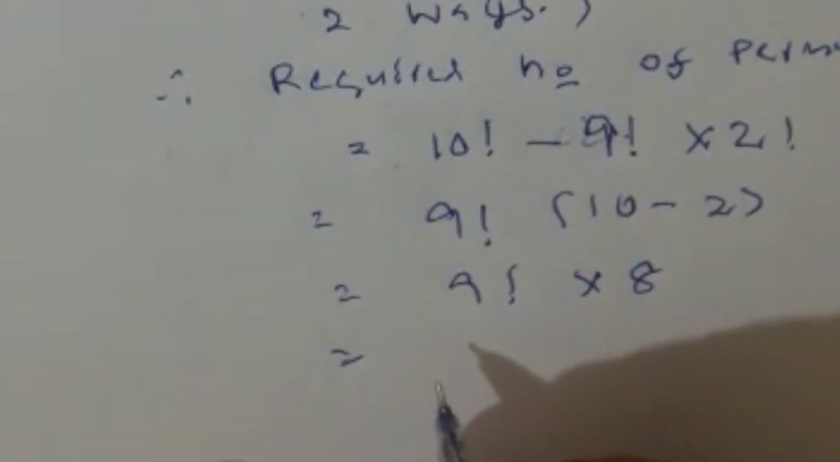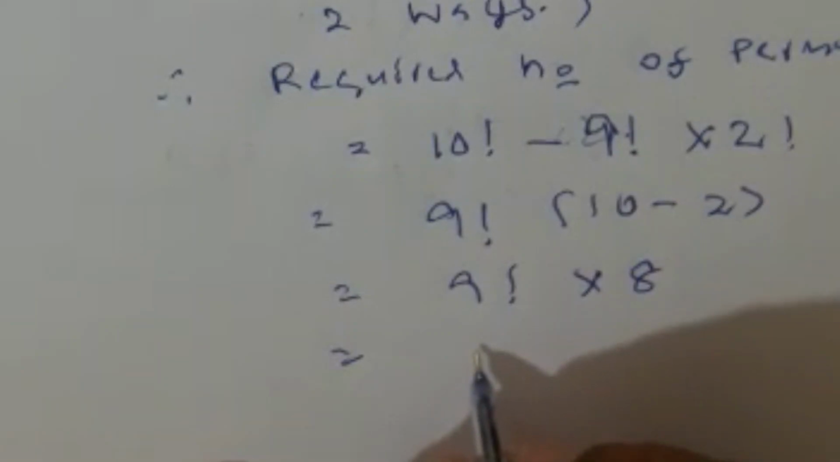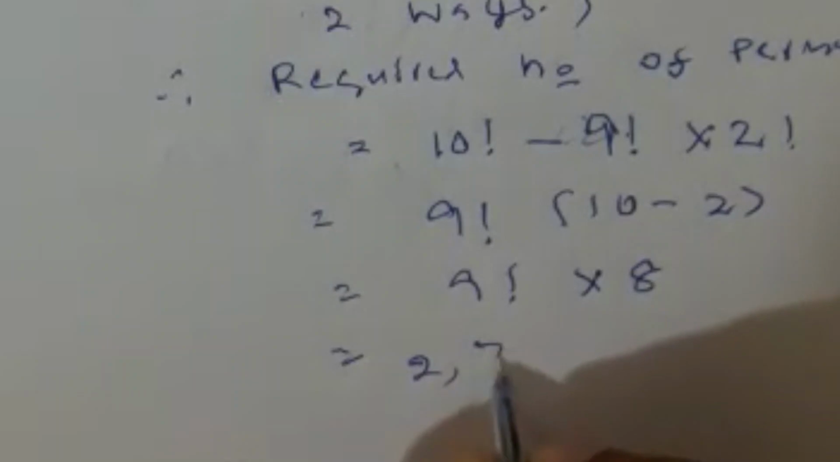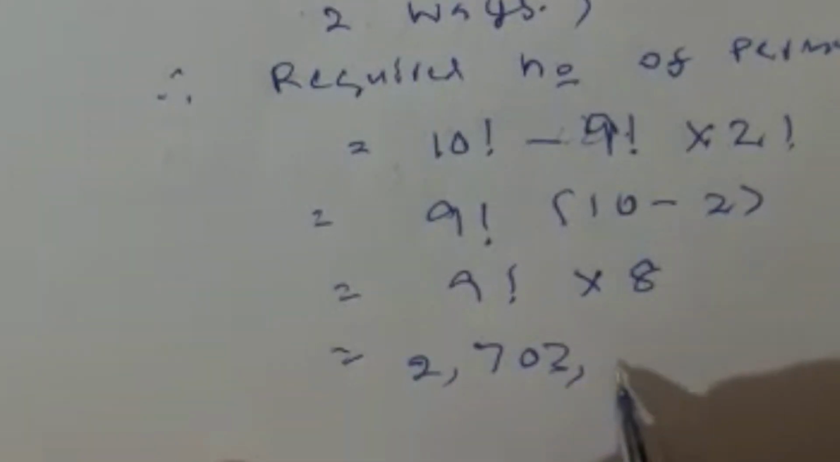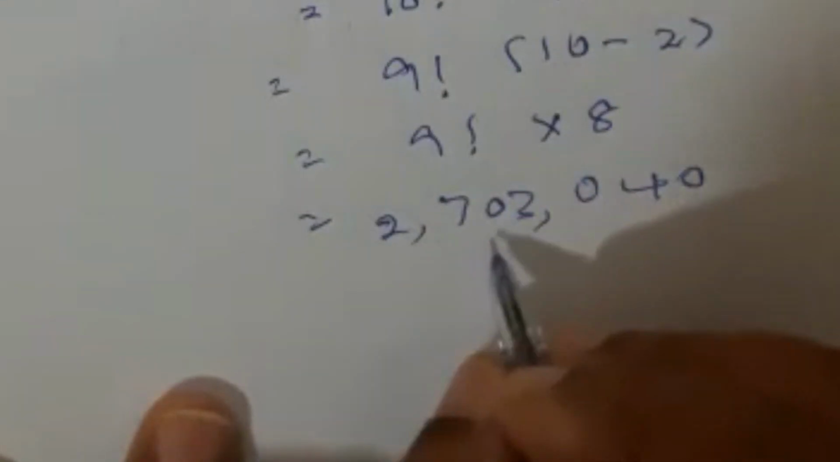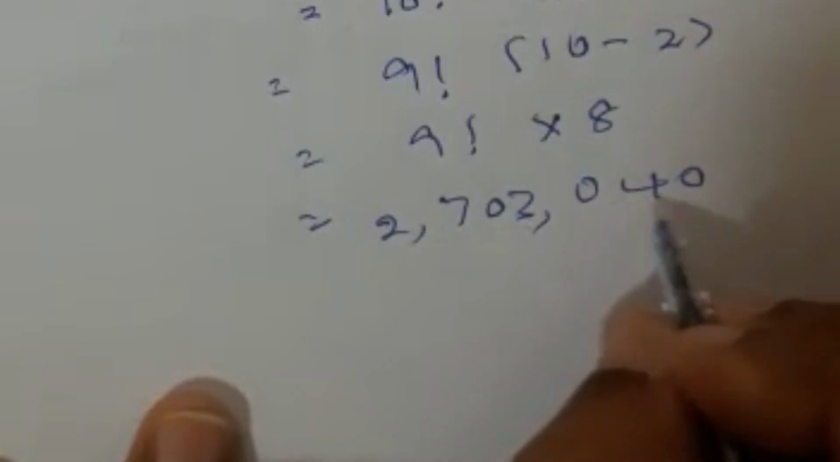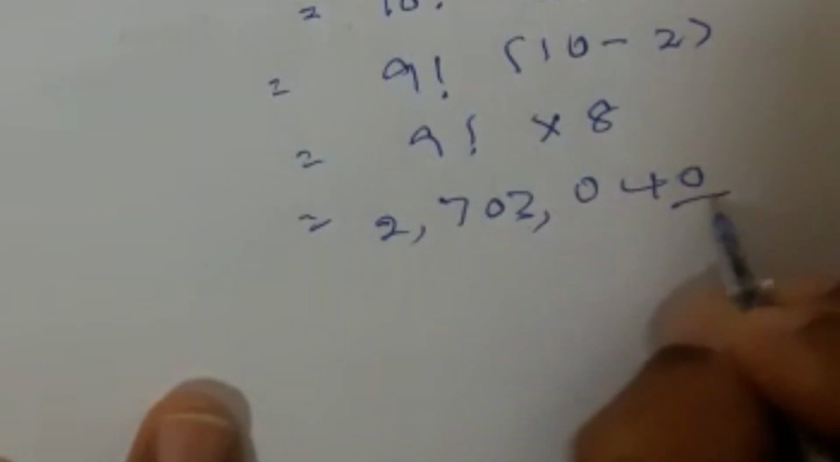If you multiply that, you get a very huge value. Okay, so the answer is 2,703,040.